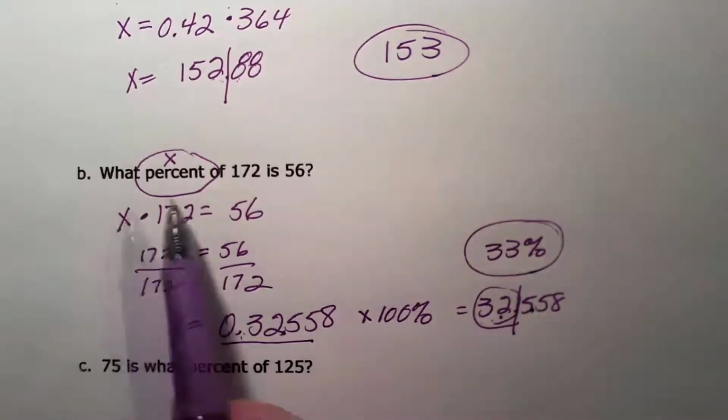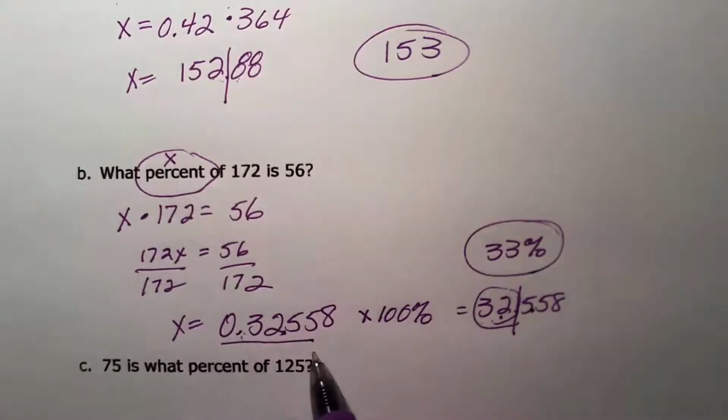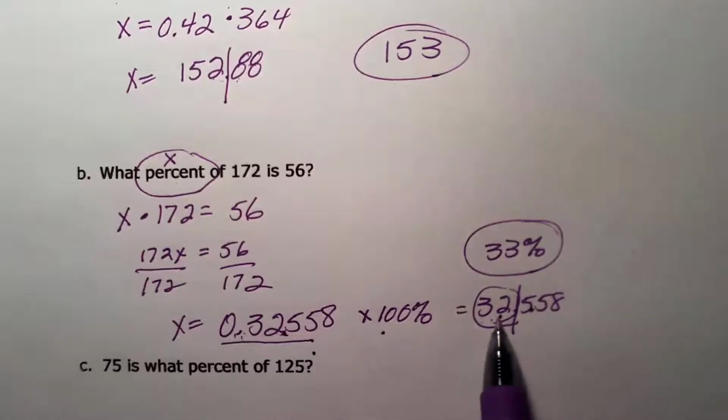So I just worked this out. The key is when you get the decimal percent answer, you want it in percent form. So you multiply by 100%, which moves the decimal point 2 places to the right, and then you round.